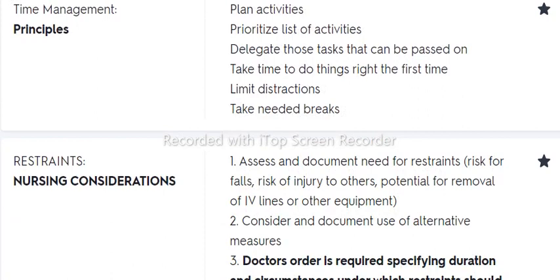Time management principles. Plan activities, prioritize list of activities, delegate those tasks that can be passed on, take time to do things right the first time, limit distractions, take needed breaks.